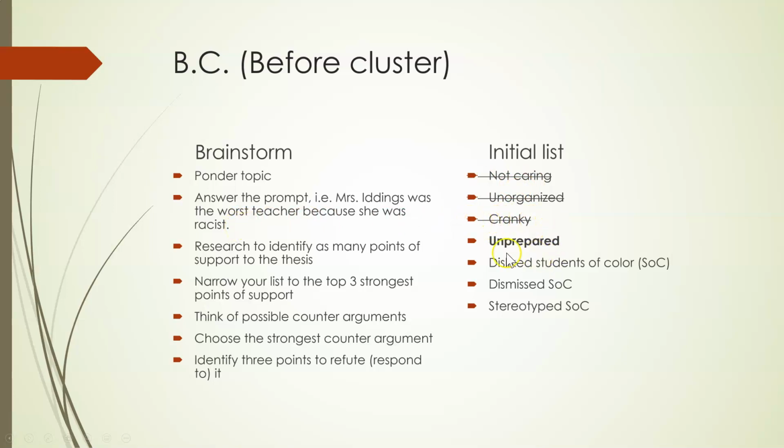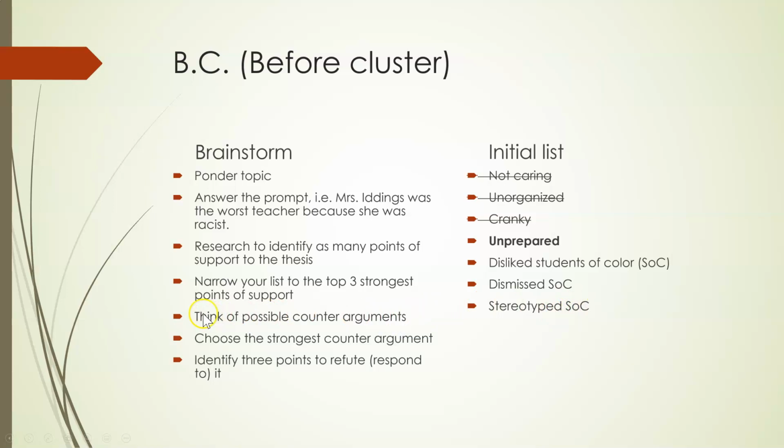And we still have 4. The reason why this one is highlighted in bold is because this is going to be my counter argument. I think, well, how would people excuse the fact that she was racist? And they would say that she was just underprepared. Then we have our 3 points of support as to why she was racist, or how she showed she was racist. She disliked students of color, she dismissed students of color, and she stereotyped students of color.